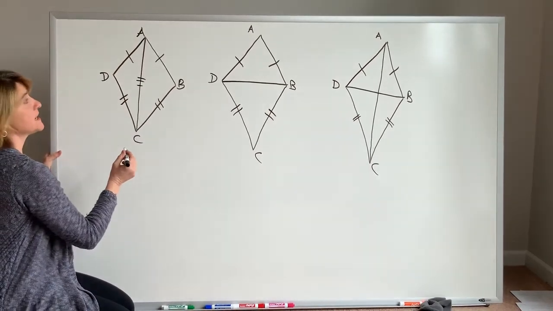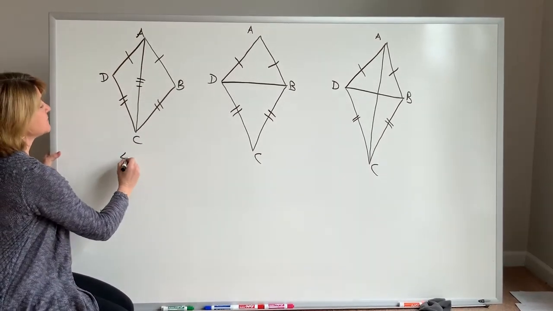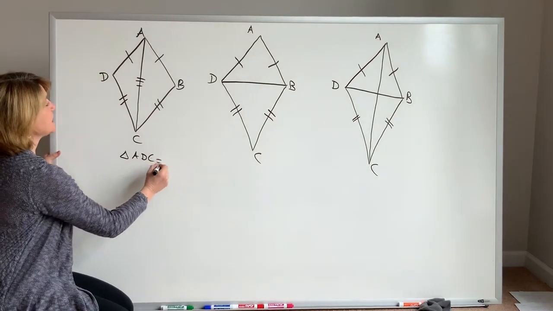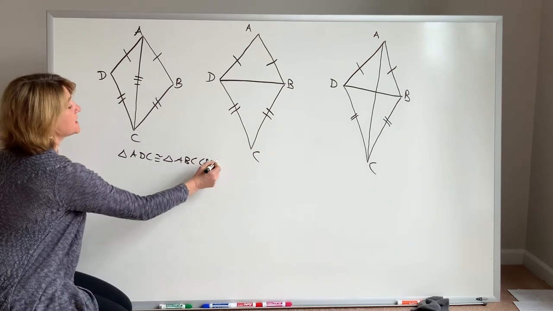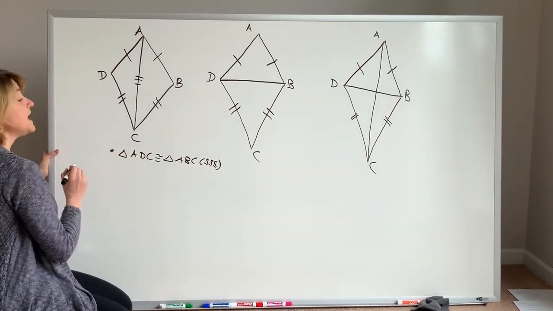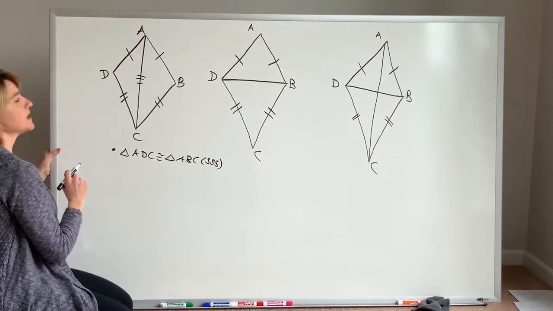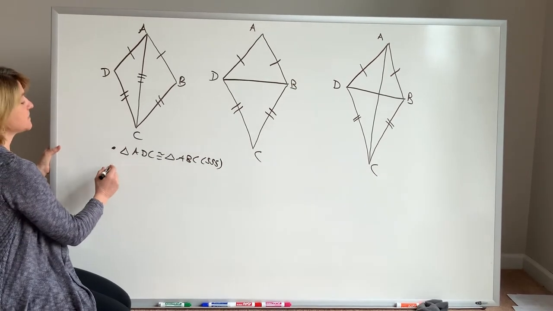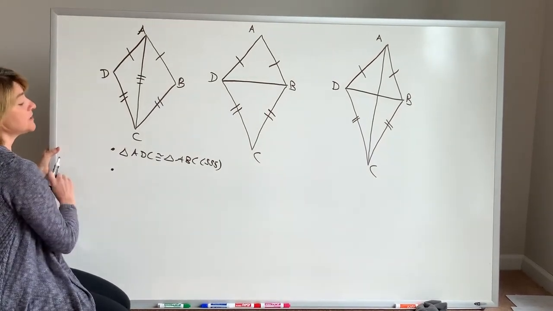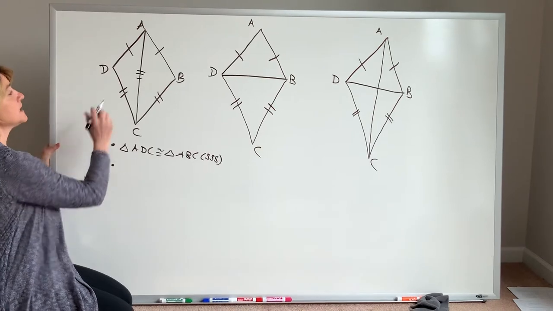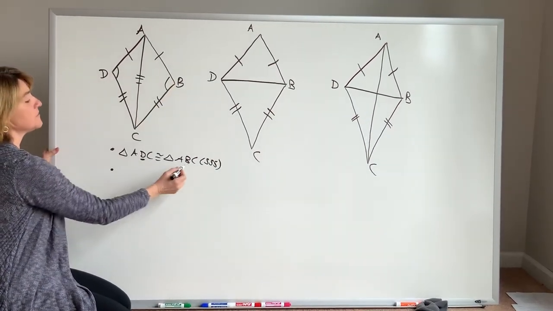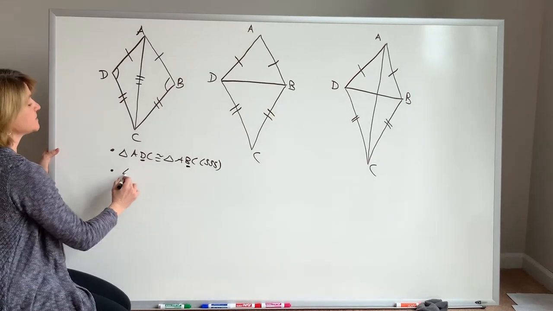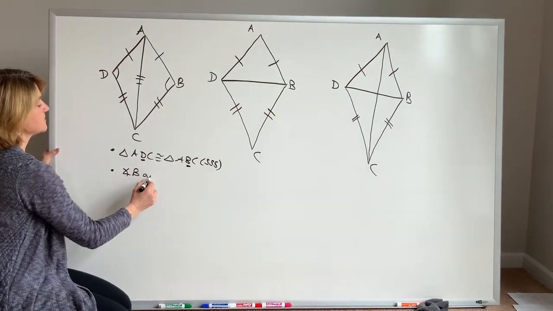So the first thing that I see when I look at my kite is the fact that triangle ADC is congruent to triangle ABC by side, side, side. So that's number one. And then the other conclusions that I can come up with from the kite are using CPCTC. Because I know that these two triangles are congruent, I know that angle D and angle B would have to be congruent because they're corresponding parts of the congruent triangles.